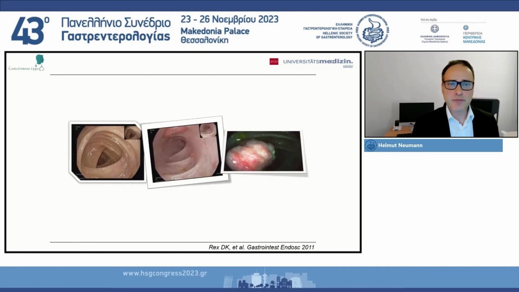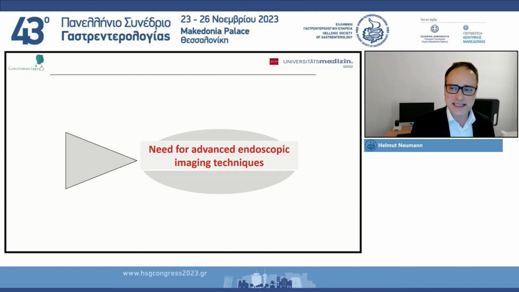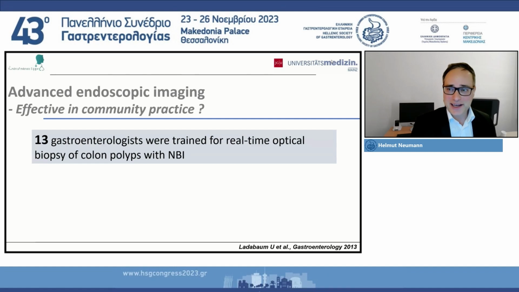And this was a landmark study published many, many years ago by Doug Rex, but it is a landmark study, and therefore we can never overlook it. We know from this study, which was a back-to-back colonoscopy trial, that we are missing a significant number of lesions. Up to 30% of lesions are missed by using the standard forward viewing endoscopes, and therefore there is indeed a very strong need, I would say, for both lesion detection and characterization, and therefore a very strong need to use advanced endoscopic imaging modalities.